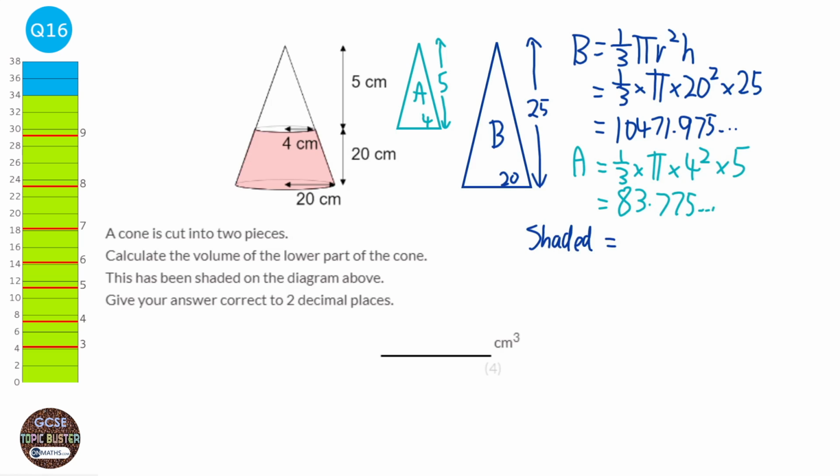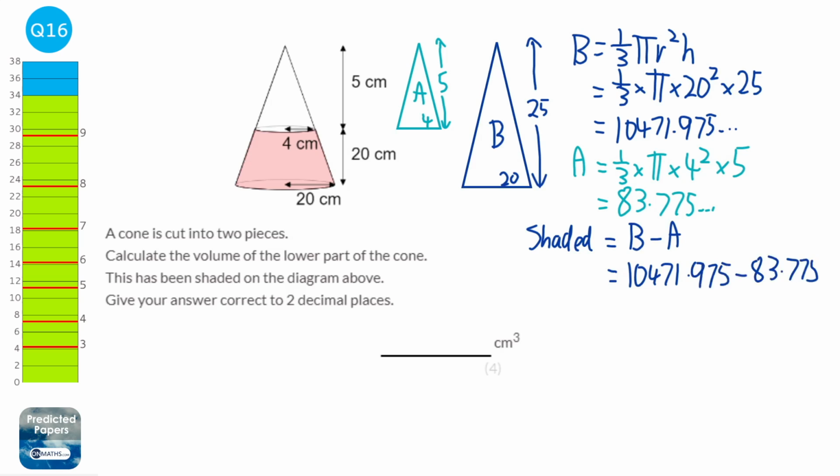So to work out the shaded bit, we're just going to do the volume for B, take away the volume for A. So it's going to be 10,471.975, take away 83.775, and all those I'm going to keep in the calculator to keep the accuracy, and that gives us 10,388.199 blah blah blah, and to 2 decimal places it's going to be 10,388.20.